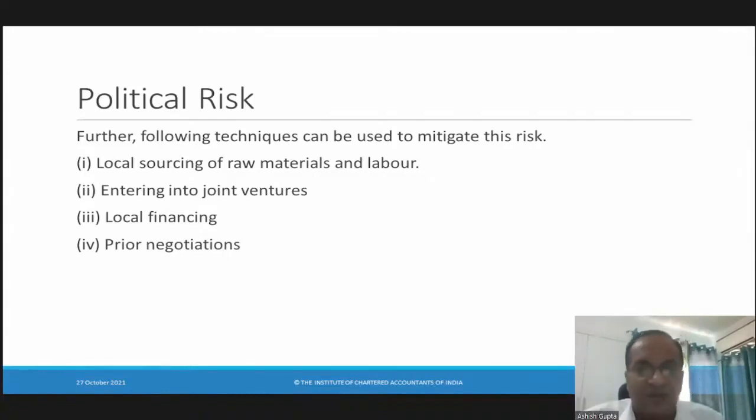Local financing: use the local funds. Why are you investing your own funds? You take the loan from the local bank, because if the government confiscates, you will not be at a loss. Prior negotiation: generally this happens in the case of a government. Before entering into the business or investing their money, they take a commitment from the existing government that their business will not be affected.